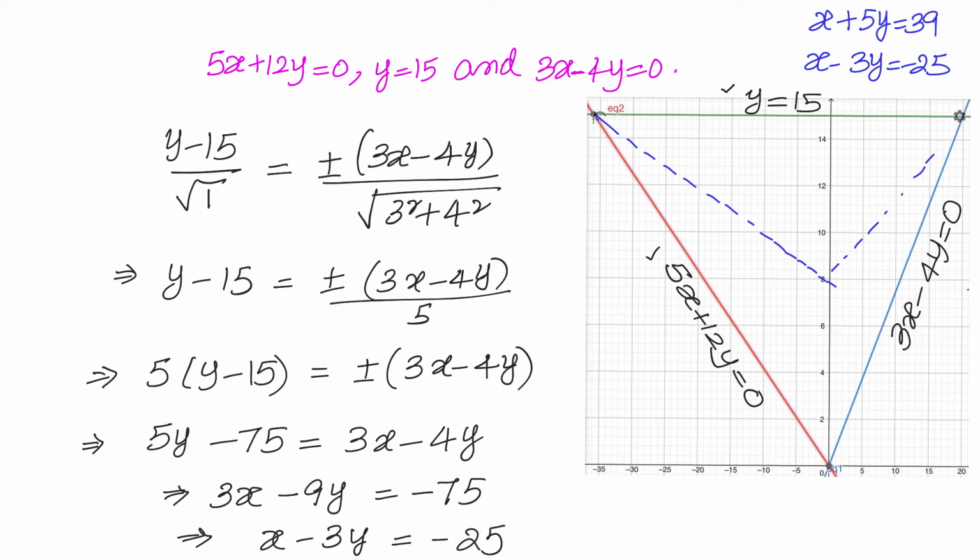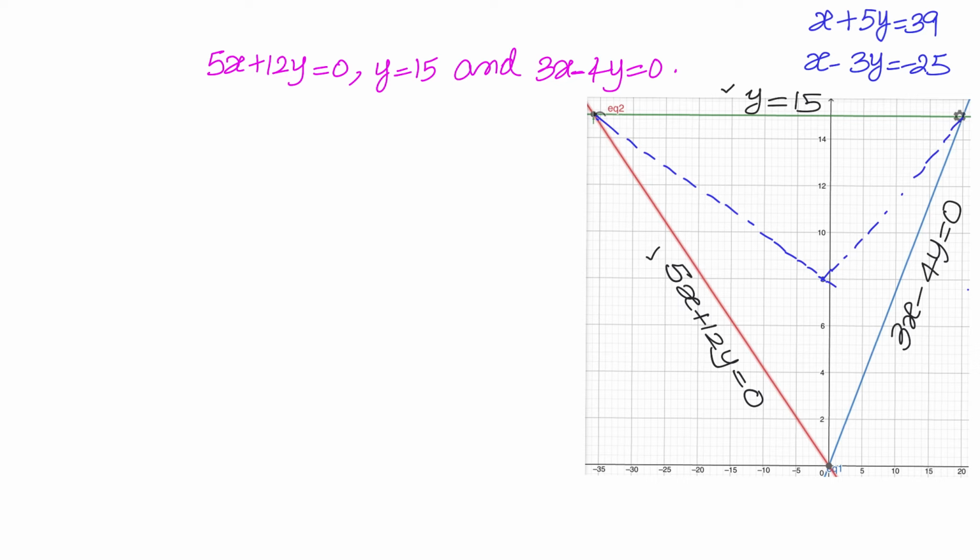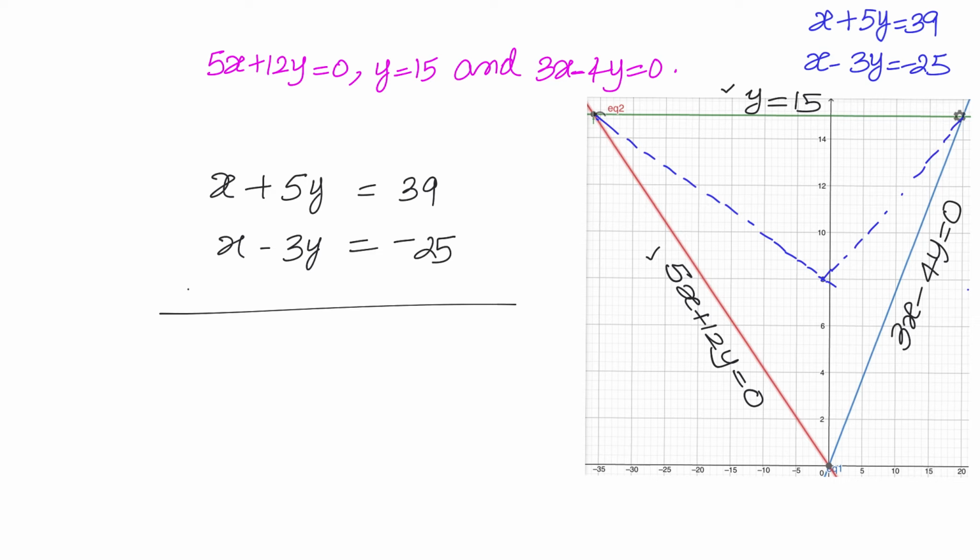So that line is coming like this. And this is where we have our coordinates of in-center. So let's go ahead and solve these two equations to find out the coordinates of in-center. We have x plus 5y equals 39, and x minus 3y equals minus 25. Let us do subtraction so that we can eliminate x. We have 8y equals 64, so we got y equals 8.